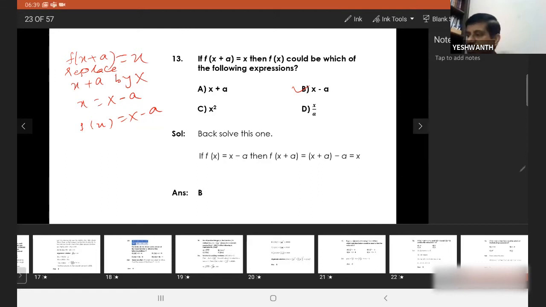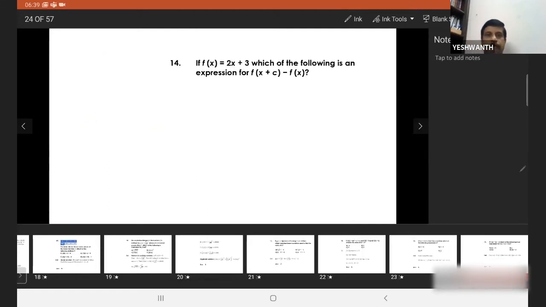Okay. So let us go to the next question. Look at this. F of x equal to 2x plus 3. Which of the following is an expression of f of x plus c minus f of x? So f of x plus c is 2 into x plus c plus 3. That is 2x plus 3 plus 2c. This is f of x plus c.